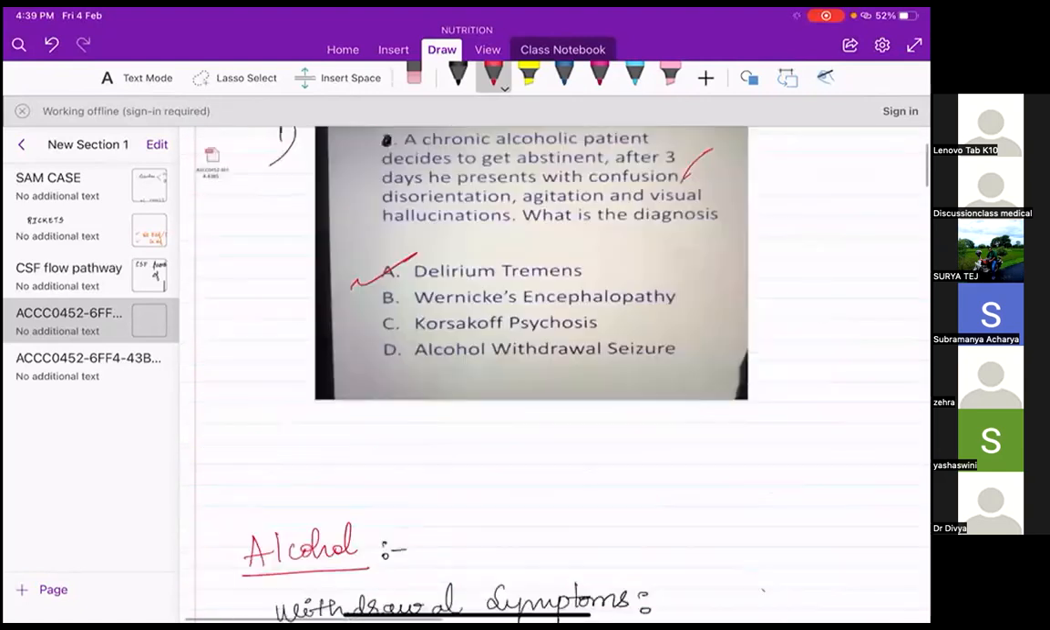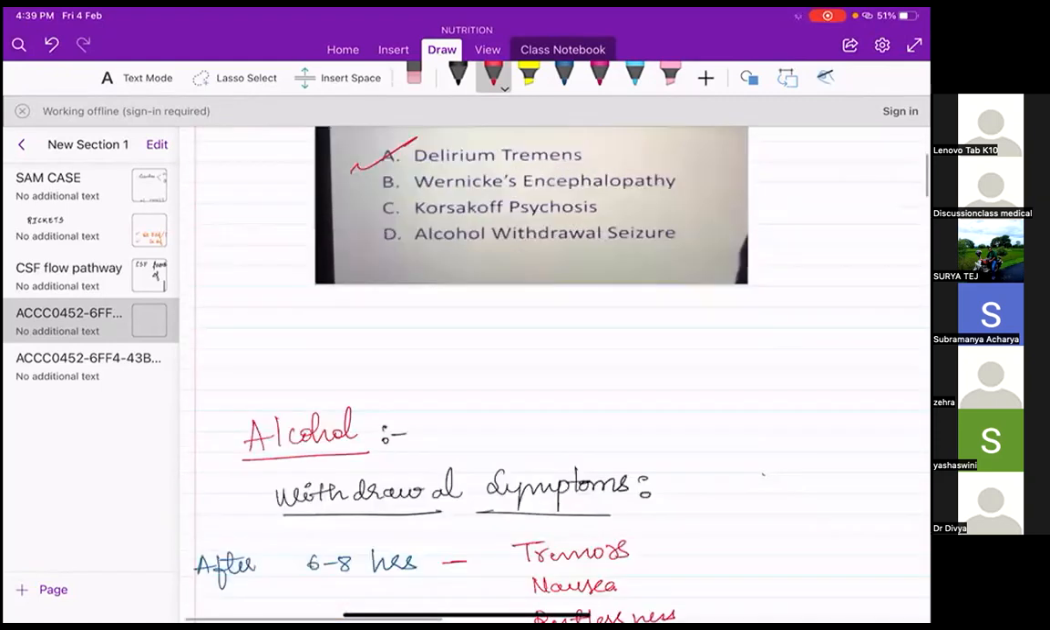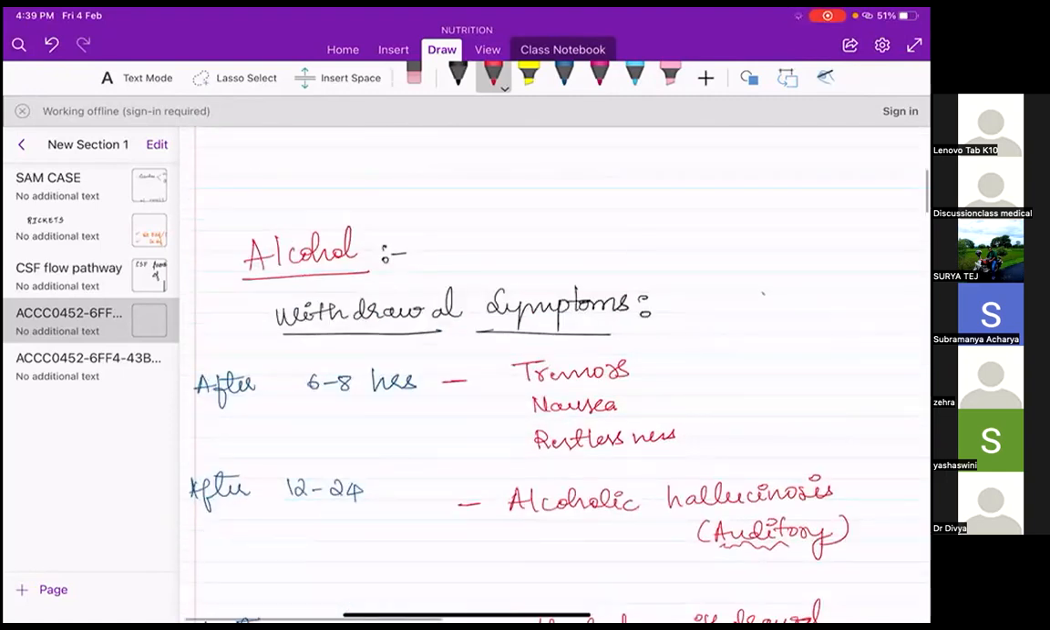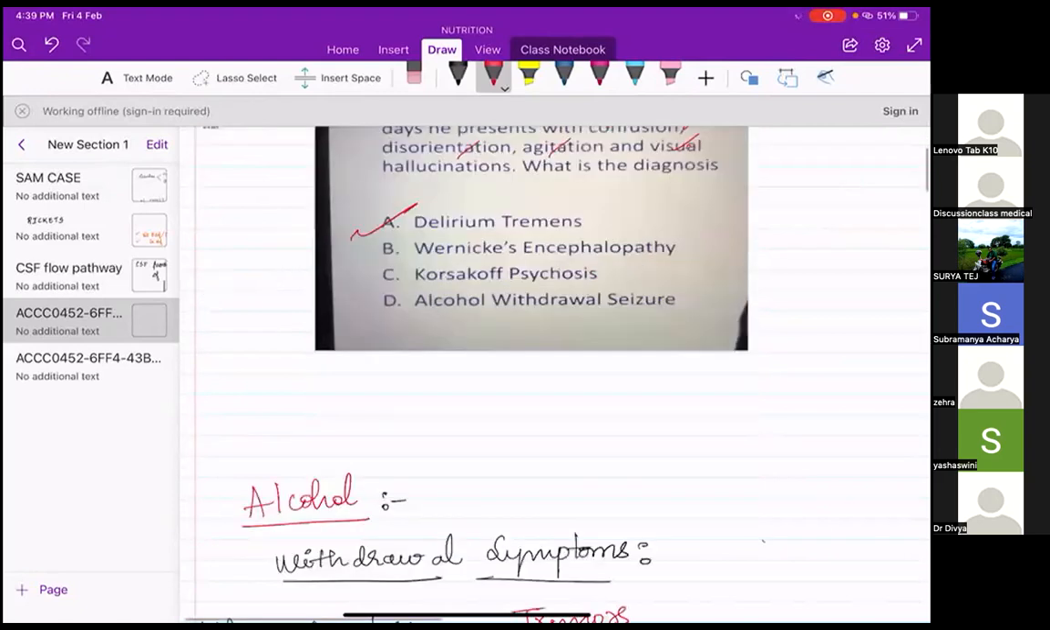Coming back to the question, I have visual hallucinations, agitation is common, and there is confusion and disorientation. They're telling us it is 3 days. Coming back to the table, what did I say? After 48 to 72 hours, I'll present with delirium tremens. So because it is 3 days, with visual hallucinations, disorientation, and agitation, the answer is delirium tremens.